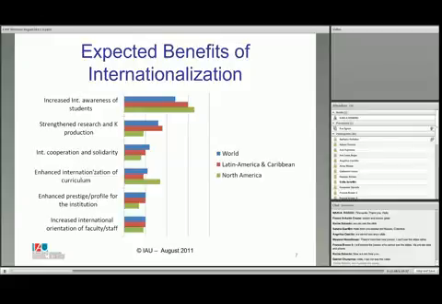And if you go down the slide, similarly for strengthening research and knowledge production, where it is more importantly a benefit for Latin America than at the aggregate level, which was the case in the rationales. I think what is also important to note here is that the prestige, enhanced prestige and profile have decreased in importance, whereas curriculum considerations have been identified as a more important expected benefit, particularly in the North American institutions.